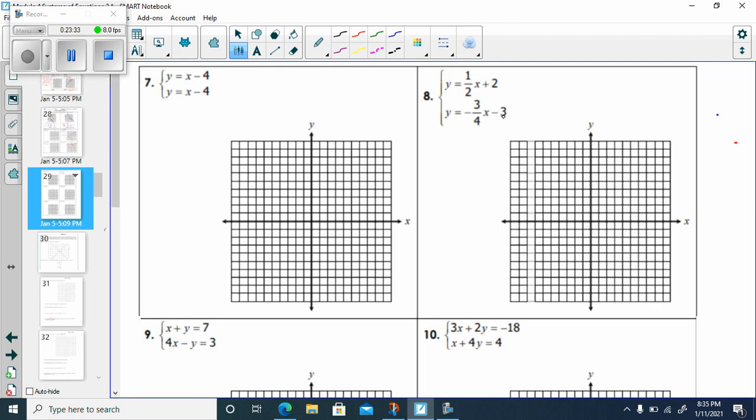How about this system of equations? Again, y is equal to mx plus b. We'd start at 2. This is up 1 and over 2. Up 1 over 2, up 1 over 2. I'm going to draw my line.